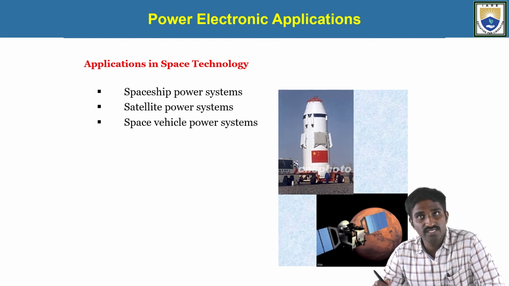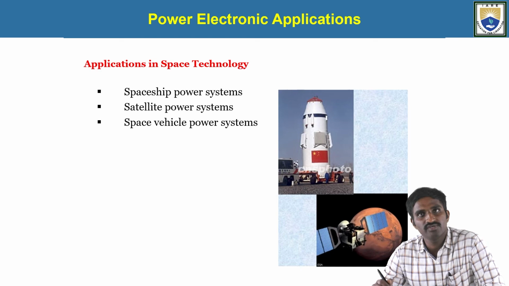And even in the space technology also we use these power electronic converters, because there also we need some computer kind of systems. So it is made up of different components, and different components need different voltages and different types of supply. So that's why in these applications also we use the power electronic devices.